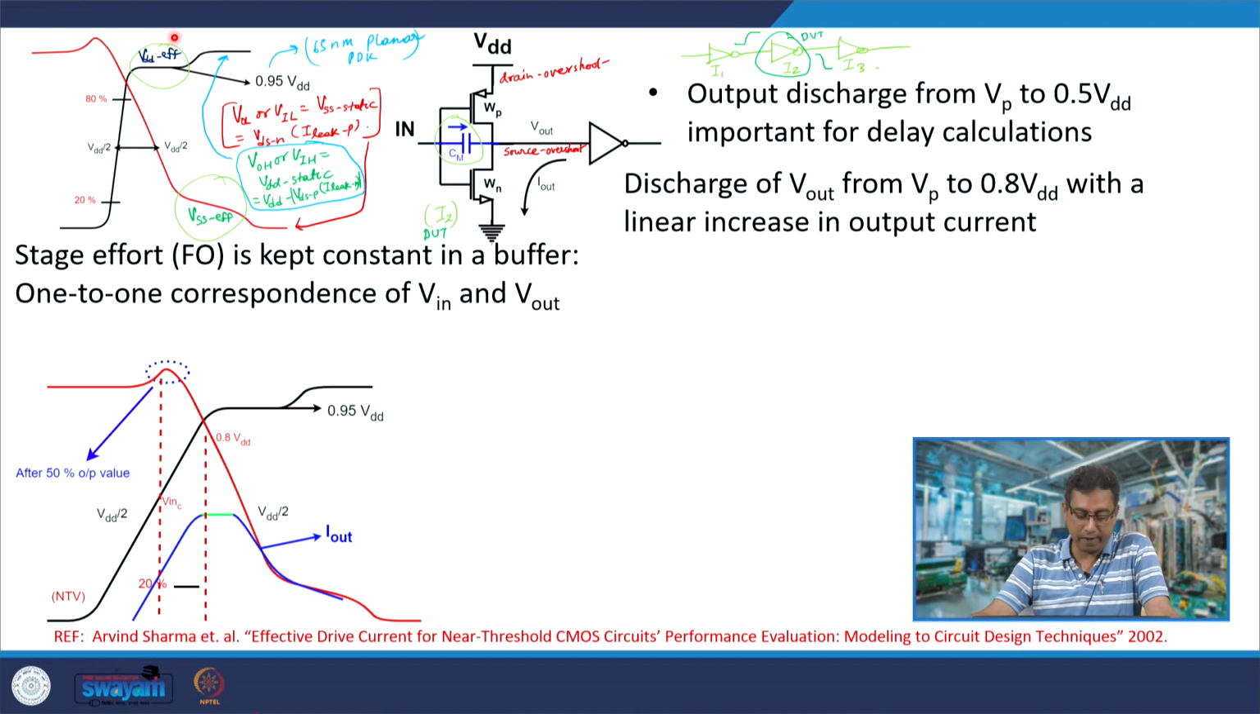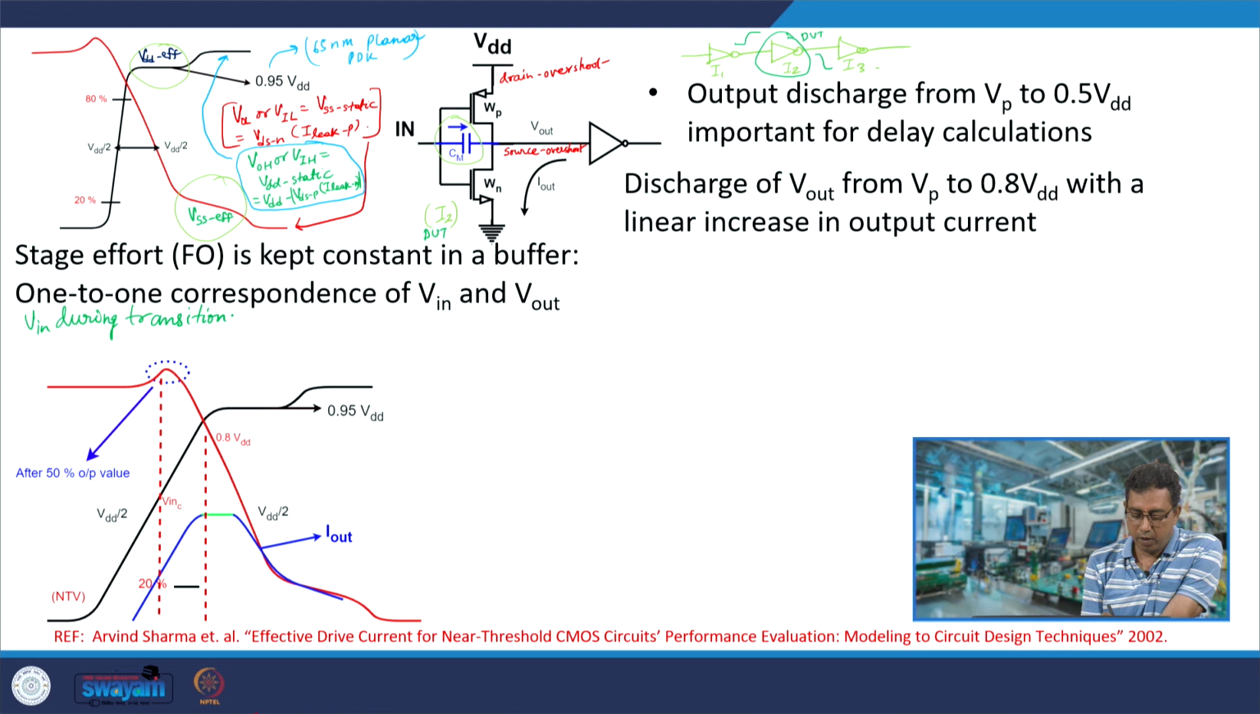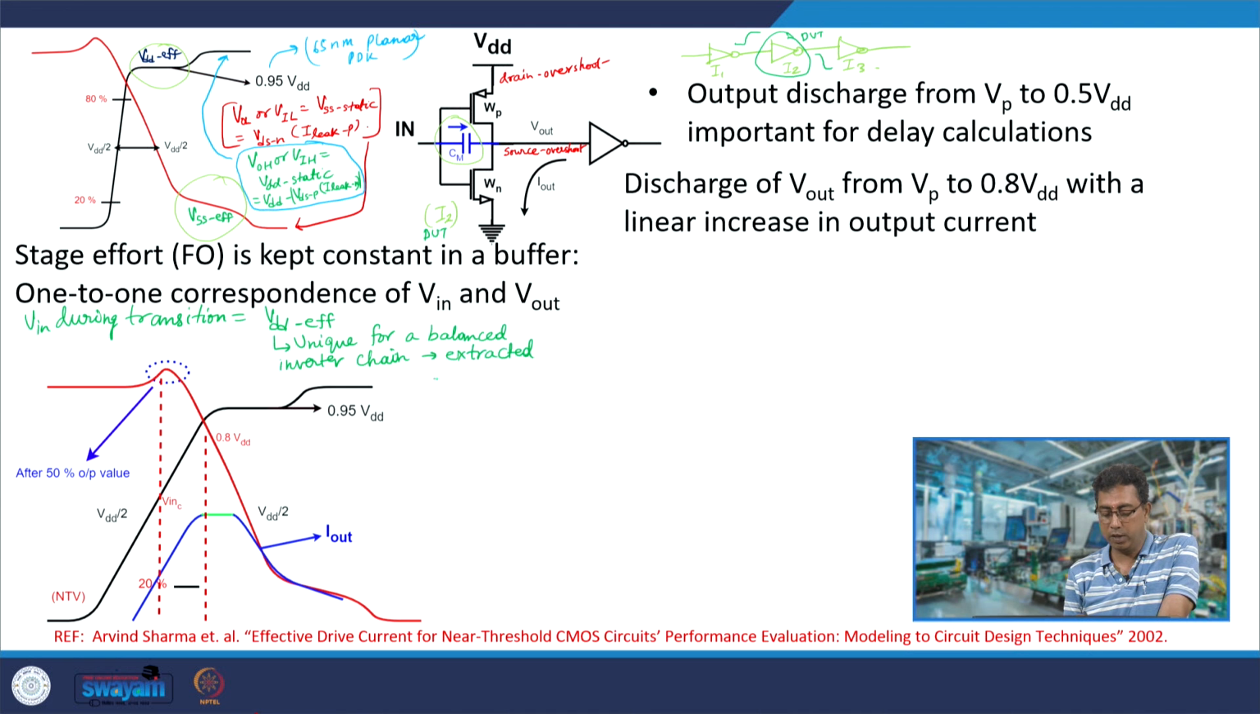You must extract this VDD effective. So, during the transition, the input voltage is equal to VDD effective. Now, this VDD effective is unique for a balanced inverter chain, and therefore, it can be extracted using simulations. Okay. So, now we will continue from this point.